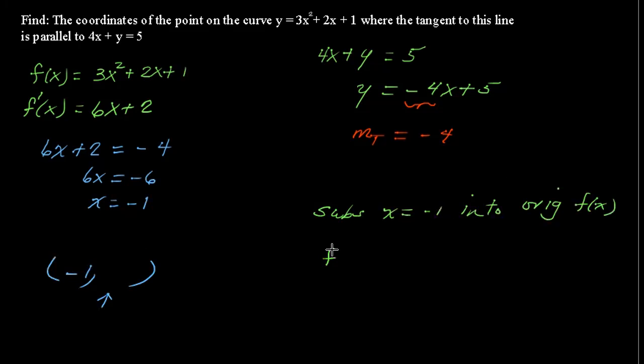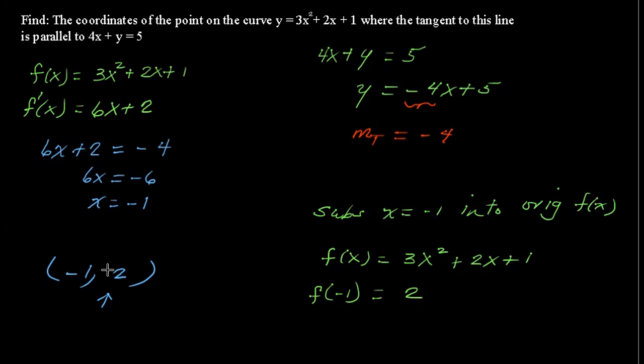So f of x was 3x squared plus 2x plus 1. And when I do f of minus 1, what that means is wherever I see x, I'm going to plug in minus 1. When I do that, I get 2. Good idea to pause the video right here and see if you get the same thing. But basically, you're going to put minus 1 wherever you see x. And when you work that out, you're going to get 2. So this is the answer to part A. The answer to part A is -1, 2.